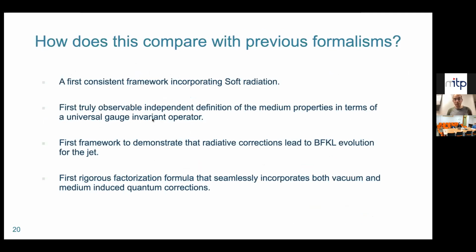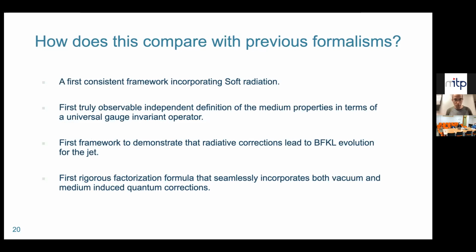As I said, it gives you the observable independent definition of the medium properties in terms of the PDF of the medium. It also, for the first time, demonstrates that the radiative corrections lead to a BFKL evolution for the jet. All the previous formalisms work in a double logarithmic approximation, which is why they don't have a full BFKL kernel, which I have shown for the first time. And obviously, this is the first rigorous factorization formula that incorporates both vacuum and medium induced quantum corrections in one go. It's geared towards computing jet structure observables.